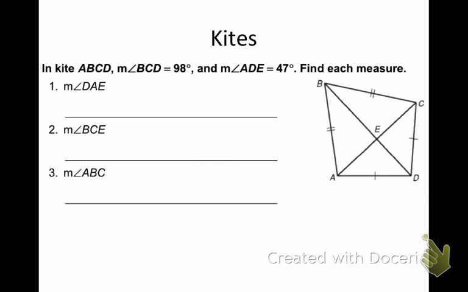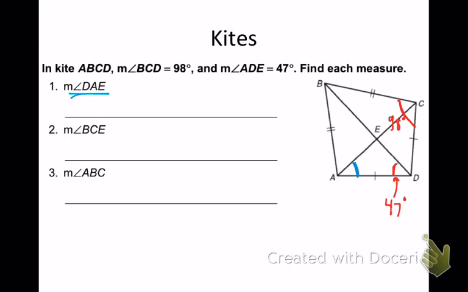So let's look at these first couple questions here. Number one. In kite ABCD, angle BCD is 98 degrees. So BCD is 98 degrees. Angle ADE is 47 degrees. I want to find each of the following measures. First one says I want to find DAE. So here's angle DAE right here.